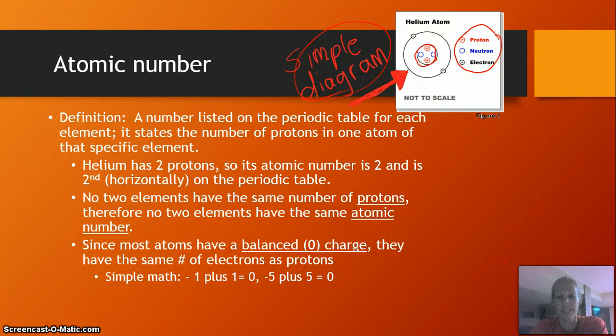And since most atoms have a balanced or 0 charge, here comes the math word for you, they have the same number of electrons as protons. So, again, this isn't every atom, but most atoms are naturally balanced with a 0 charge. So if it has 1 proton, being hydrogen, then hydrogen is also going to have 1 electron. Helium, if it is a balanced helium atom, it's going to have 2 protons because the atomic number is 2, which means in order to be balanced, it would also have 2 electrons.